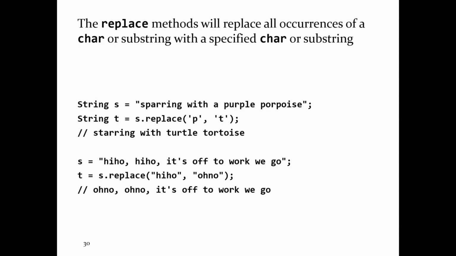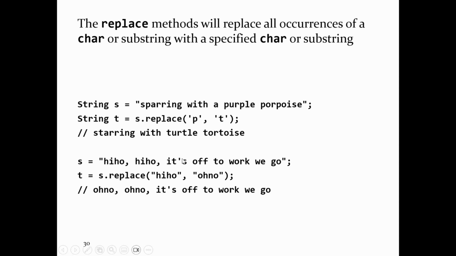If you want to replace an occurrence of a character or a substring with a specified character or substring, there is a method called replace. So if s refers to the string "sparring with a purple porpoise", I can replace all the p's with a t to get a new string. If I ask the string s to give me a new string formed by replacing all p's with a t, you end up getting "starring with a turtle tortoise". You can also do this with a string instead.